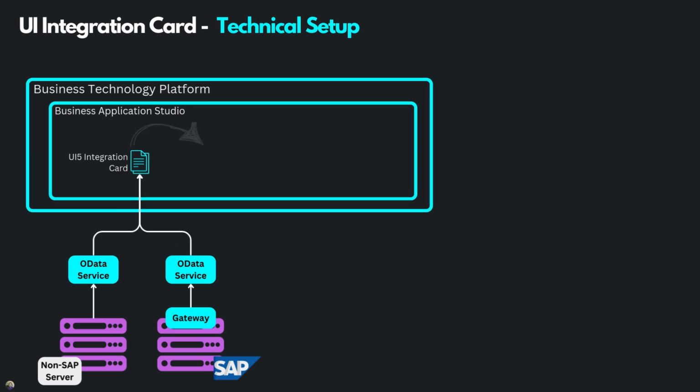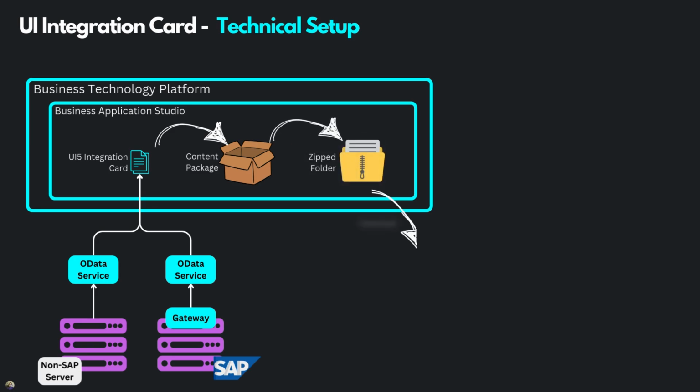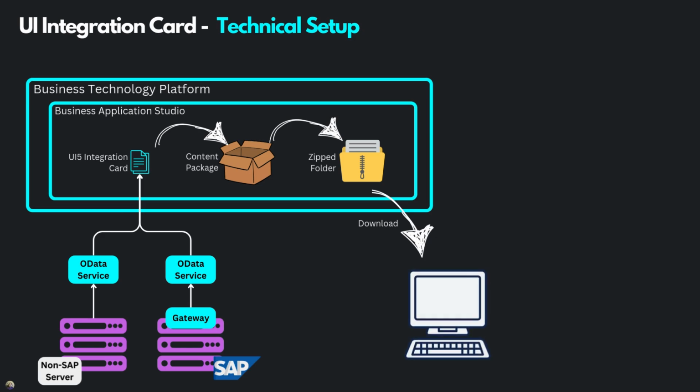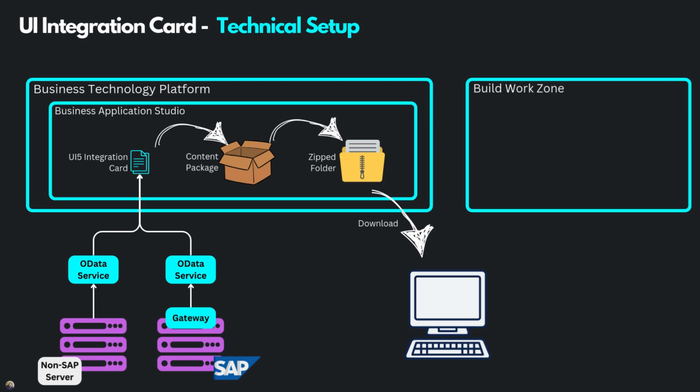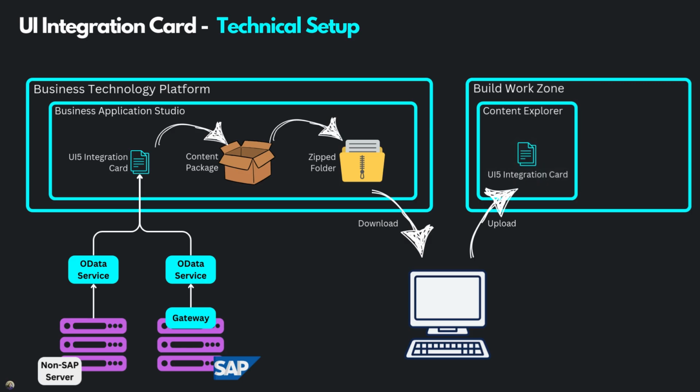This card is then placed into a content package. A content package is just another development artifact that you create in Application Studio. The content package is then packaged into a zipped folder and downloaded onto your desktop. Next, we move to the Build Work Zone. And here in the Content Explorer, you can upload the content package back and finally deploy the card into your business site. So that's how an integration card is going to be built. So let's not waste too much time in the theory. Doing it is going to be much more fun, and we'll learn the theory afterwards.